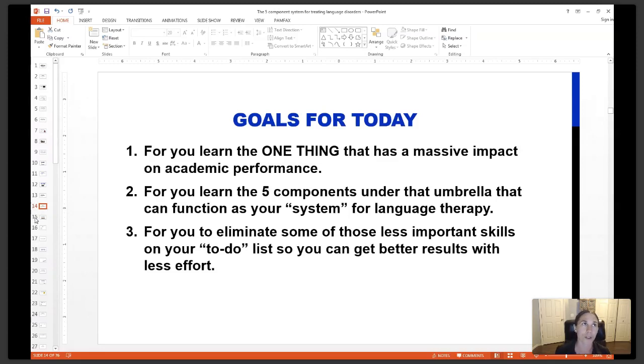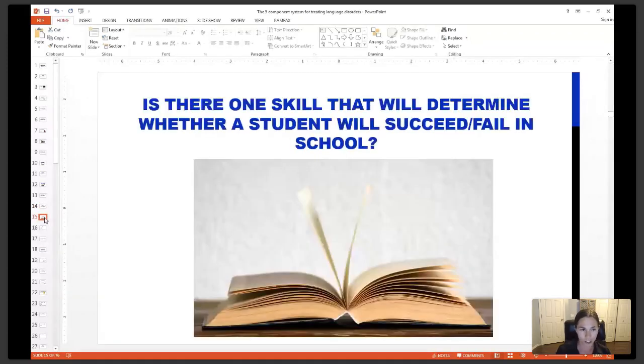So I want you to be able to do that as well and pick and choose those things that really make a true impact. So let's get to what those things are. And this is the big question here: is there really one skill that will determine whether a student will succeed or fail in school?